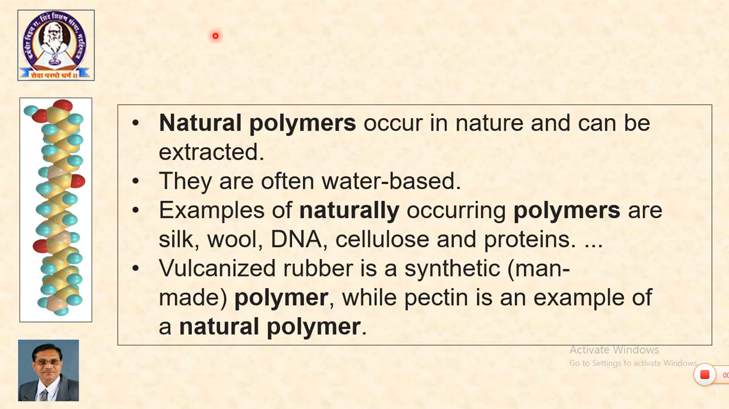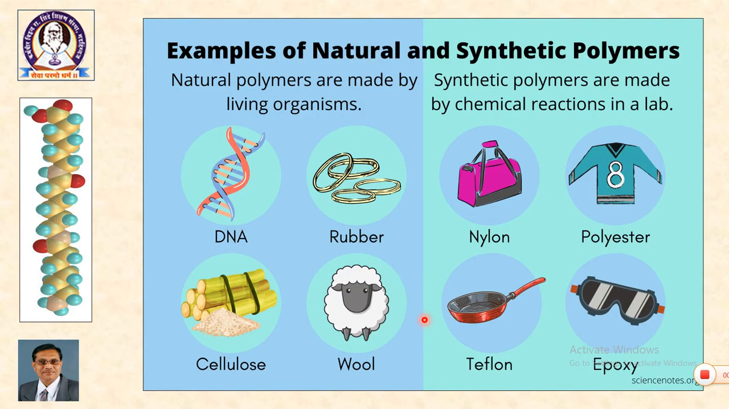In general, there are natural polymers which occur in nature and can be extracted. They are often water based. Examples of naturally occurring polymers are silk, wool, DNA, cellulose, proteins, etc. Vulcanized rubber is a synthetic and an important example of a modified polymer. So, this gives the general outline. Now, when we consider various examples, there are natural and synthetic polymers.